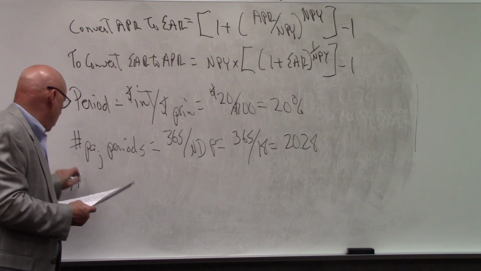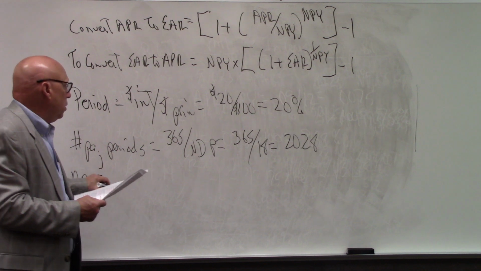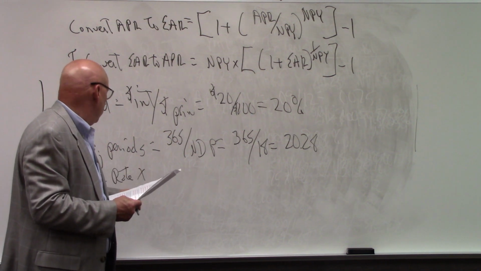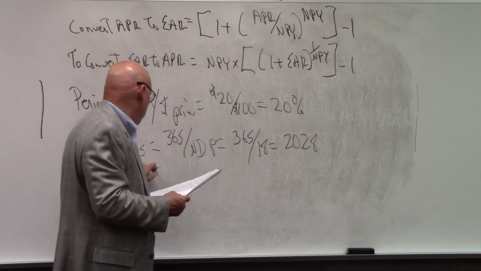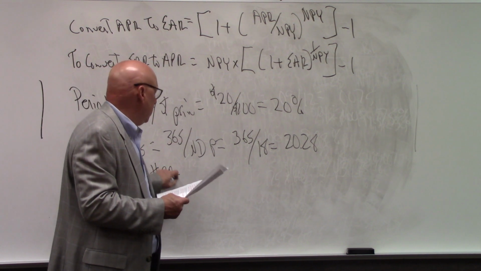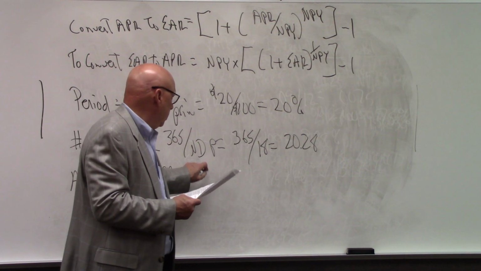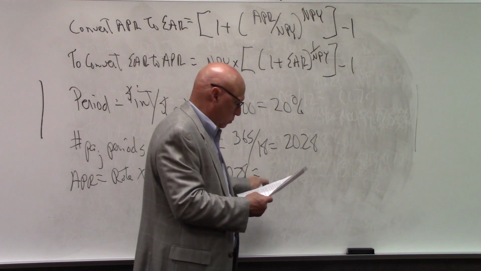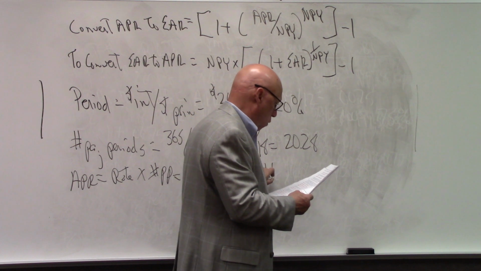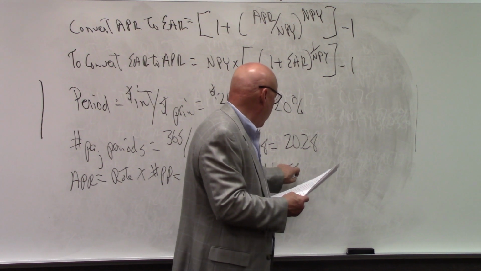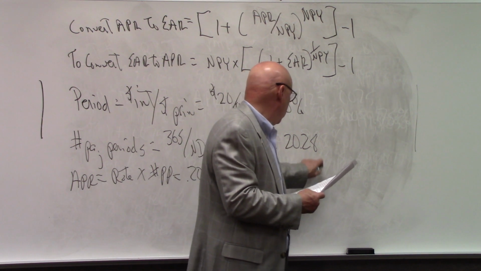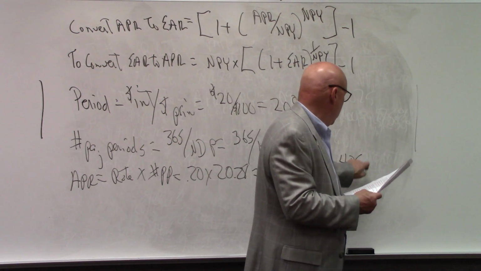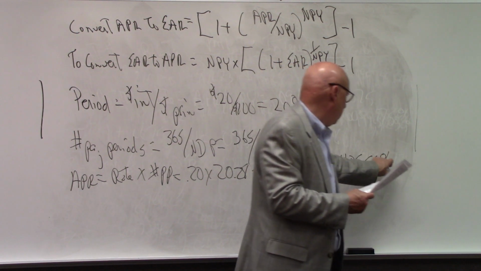The APR equals the rate times the number of pay periods, which is 0.2 times 20.28, which is equal to 4.0556 times 100, which is 405.56%.